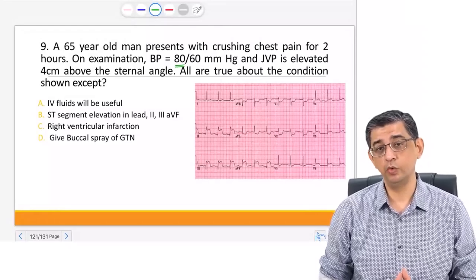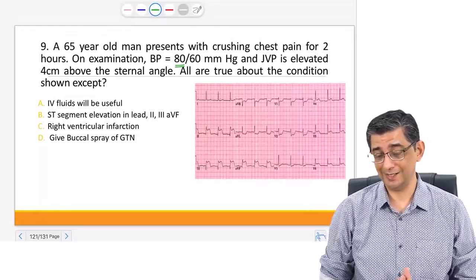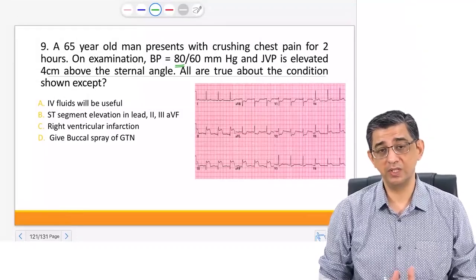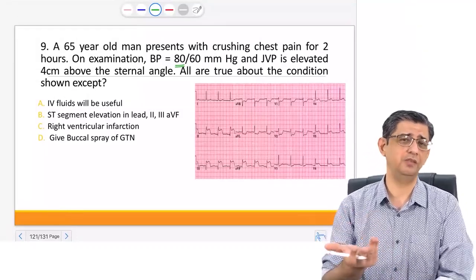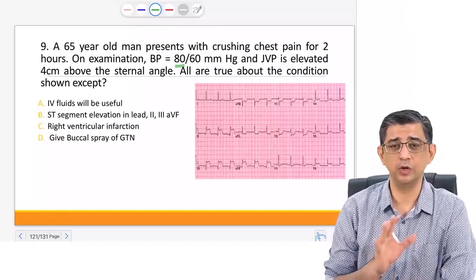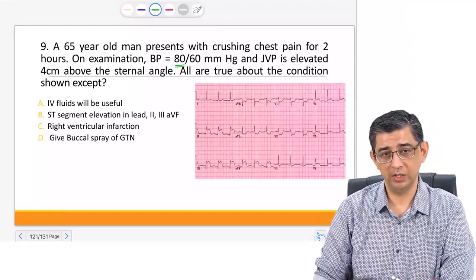JVP is elevated 4 cm above the sternal angle. So that is telling me probably the right ventricle is the one that is at fault, though obviously left ventricular failure causes right ventricular failure. So I'll keep my options open. All are true for the condition shown except.